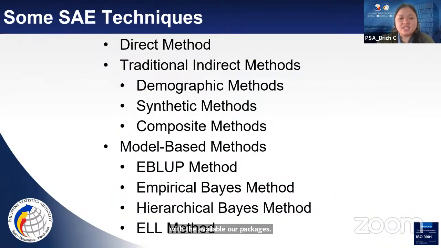As presented yesterday, there are various small area estimation techniques, namely the direct method, traditional indirect methods, including demographic, synthetic, and composite methods, as well as model-based methods, which include the EBLUP, the empirical Bayes method, the hierarchical Bayes method, as well as the ELL method.